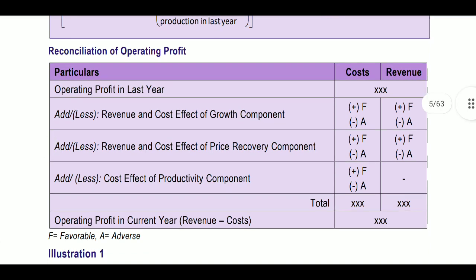Next, we have the formulas. Revenue and cost effect of growth formula will be: current year's increase in share units due to market growth divided by total growth in sales from last year to this year. We will take that. And for productivity components, we will calculate them if they are provided. Next, after that, the cost effect will be product differentiation, and we will calculate that.